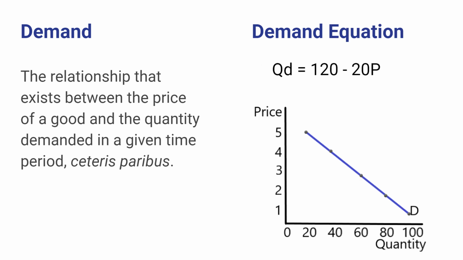Or we could use a demand equation, which again captures exactly that same relationship. If you plug numbers for price into this equation, you'd see that it would match the quantities demanded on this diagram. For example, when the price is 1, quantity demanded would be equal to 120 minus 20 times 1, or just 100, which is a point corresponding to a price of 1 on this diagram, and so forth.